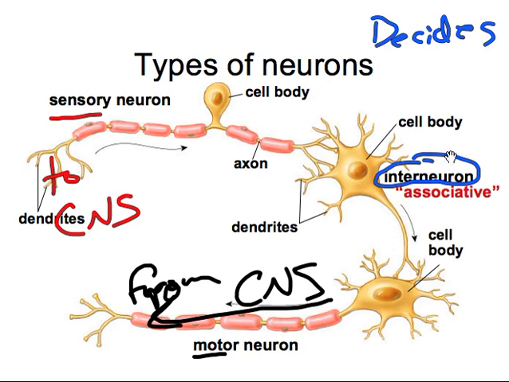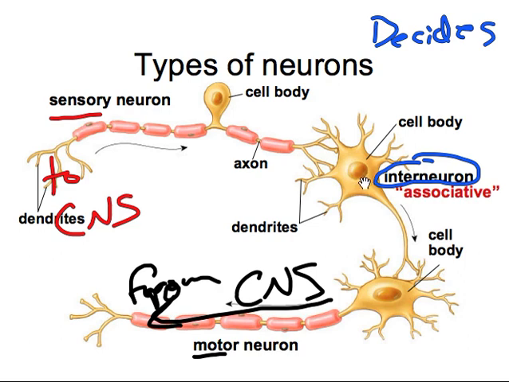So if you think about it like this, you put your hand over a fire. Well, your senses are going to say, wow, fire hot, ow, fire hot, ow. So your sensory neurons are going to communicate that message, fire hot, ow, until it gets to your associative neurons, or your inner neurons. Your inner neuron is what makes the decision, right?